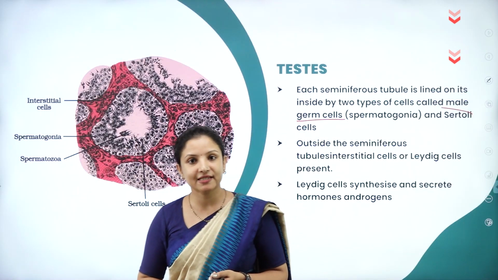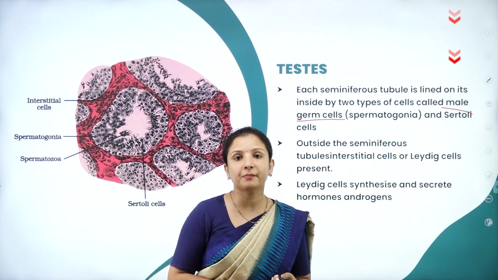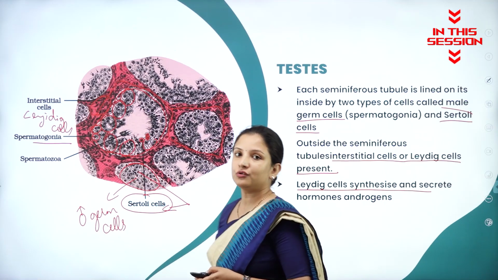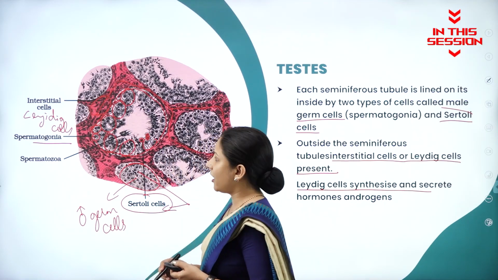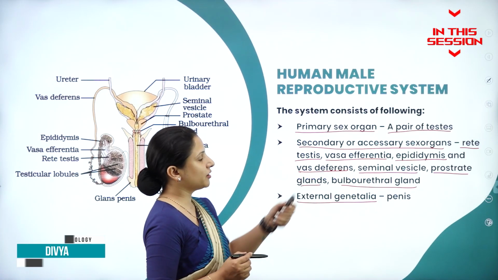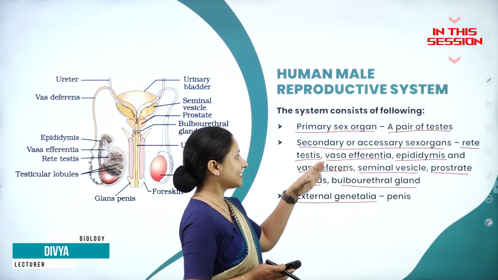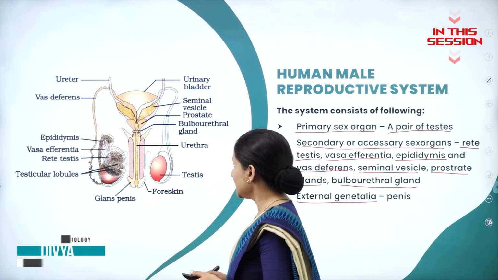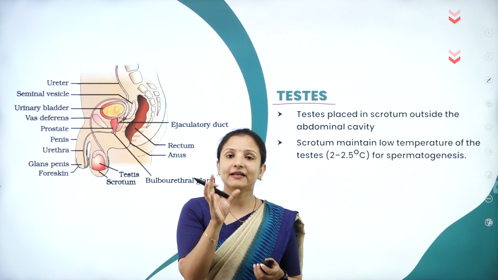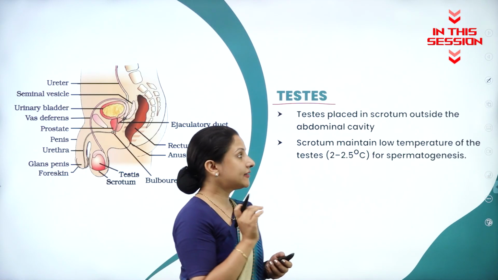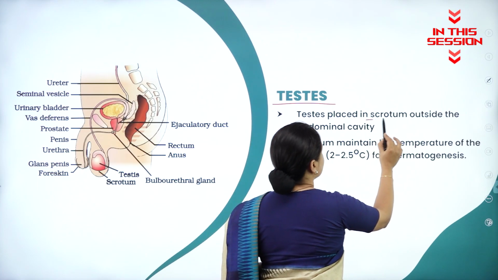The male germ cells are called the spermatogonia. The Leydig cells' main function is to synthesize and secrete the hormone. The prostate glands and the bulbourethral glands secrete certain hormones, whereas the rest of them form the parts of the testes. Testes are held inside small sac-like or bag-like structures, and these bag-like structures are called the scrotum.